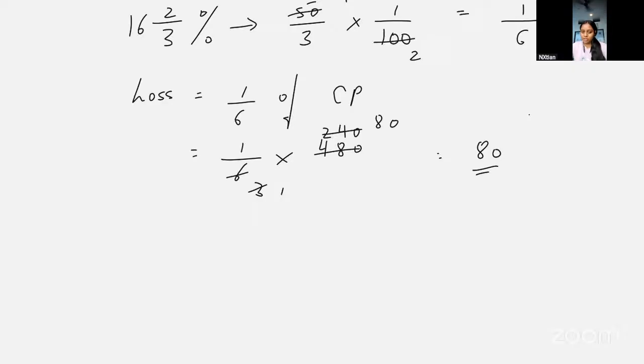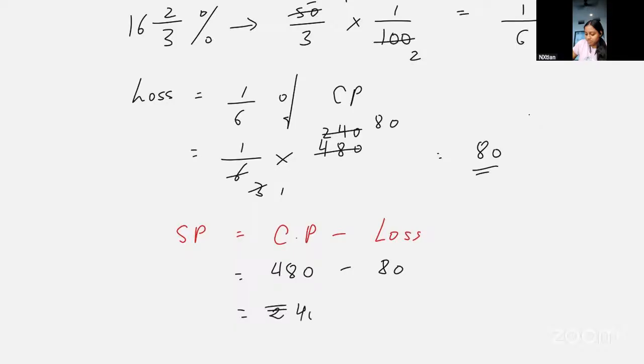Here we have the cost price and we have to calculate the selling price. Okay. So the formula becomes selling price is equal to cost price minus loss. Okay, cost price minus loss. So what will you get? 480 minus 80, 400 rupees. 400 rupees is what? Selling price. Okay, 400 rupees is your selling price.